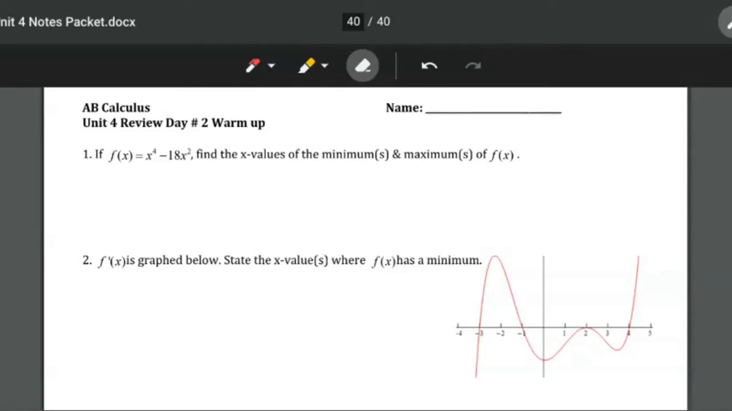The Unit 4 Review Day number 2 warm-up. And in number 1, they give you f of x, and they say find the x values of the mins and maxes of f of x. So we should probably do a first derivative sign chart.